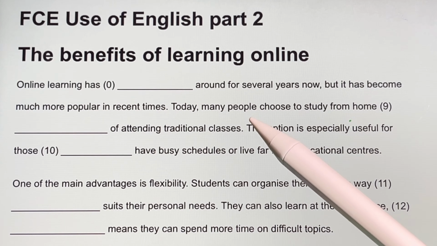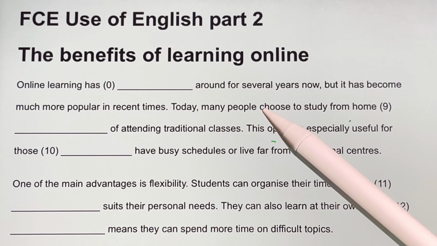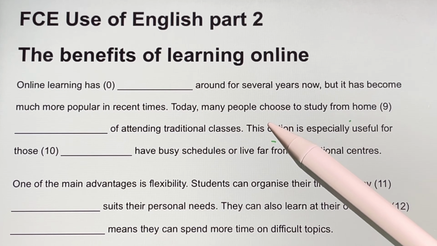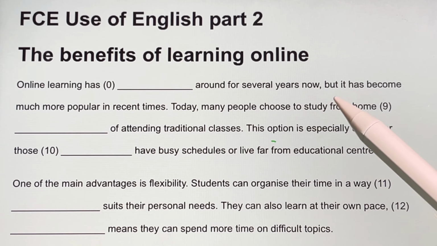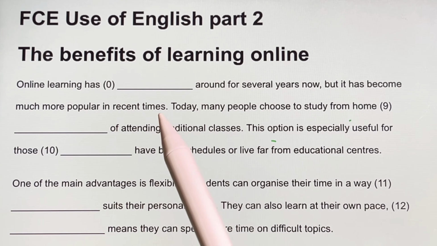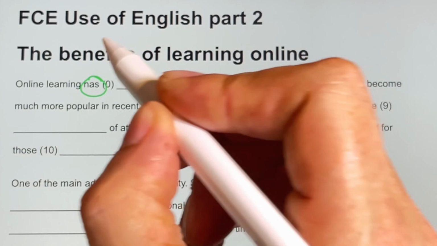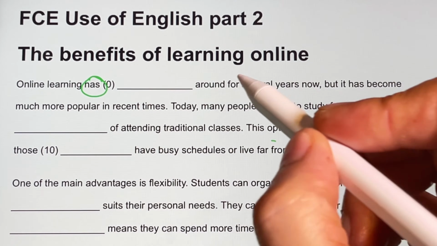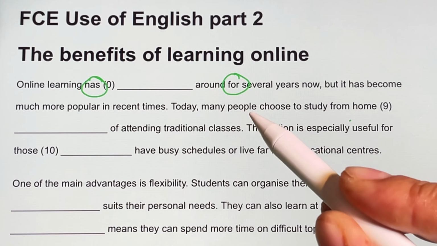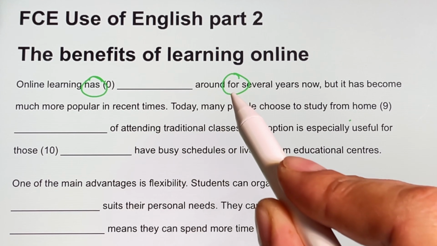Now let's start with part 2 of the use of English. The benefits of learning online. Online learning has around for several years now, but it has become much more popular in recent times. Now here I see that we have has and for. Has and for give me the clue for this one.